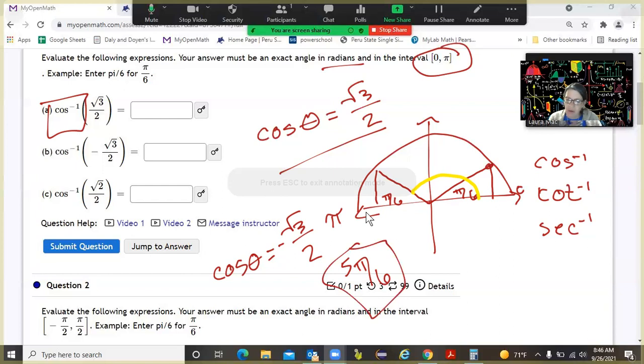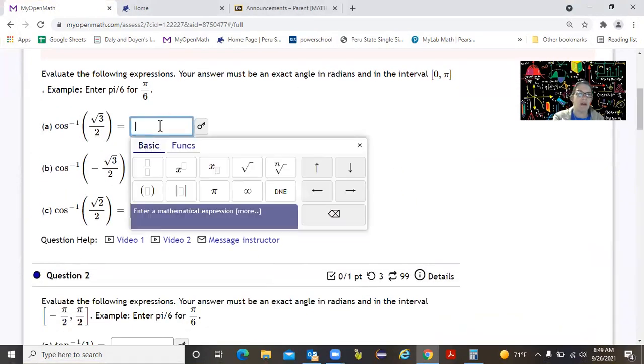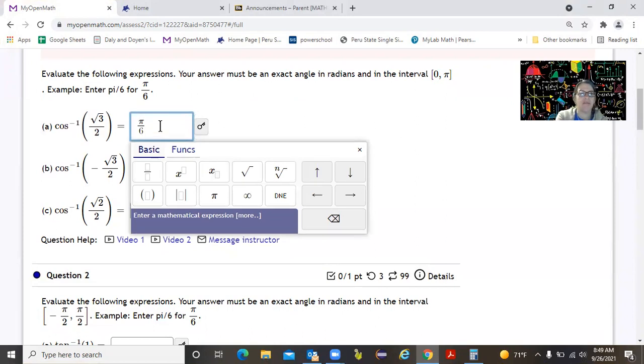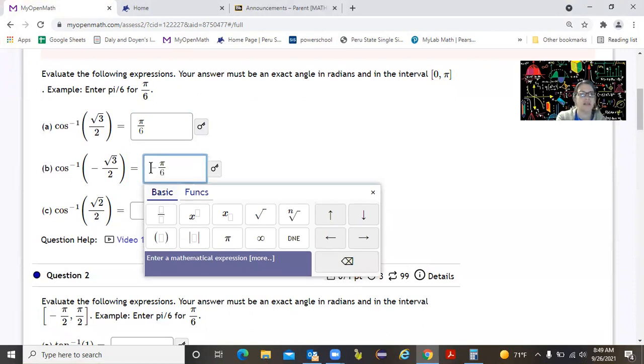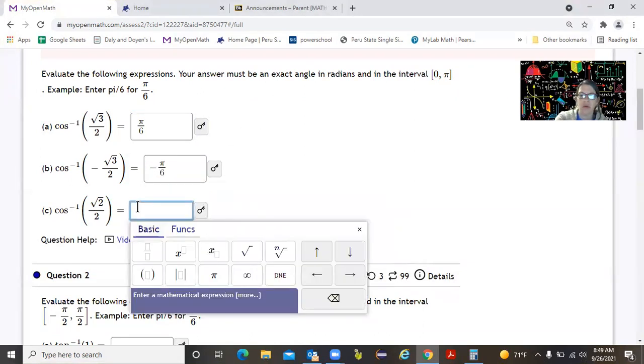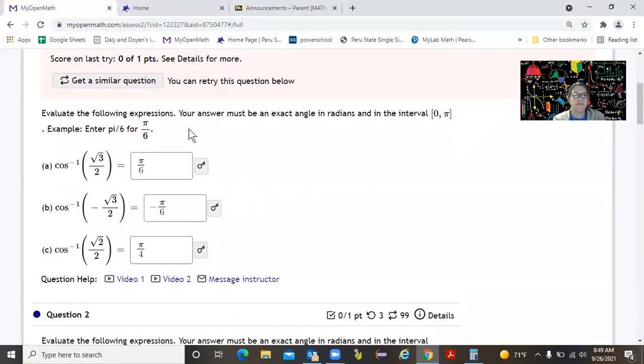And then the last one wants to know about root 2 over 2, and that we know is our perfect middle guy, our 45, 45, 90 triangle. So that's pi over 4. All right. So we've got those guys. Oh, I didn't realize I was going to do that, but never mind. We'll just put the answers in. Okay, so that's going to give me pi over 6. This one is going to be negative pi over 6. And this last one is going to be pi over 4.